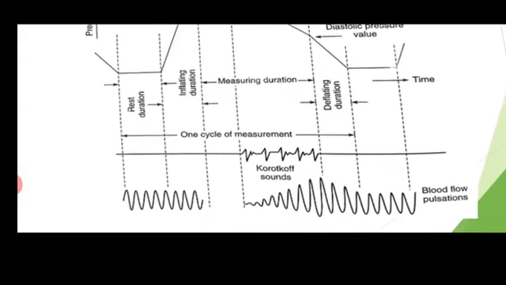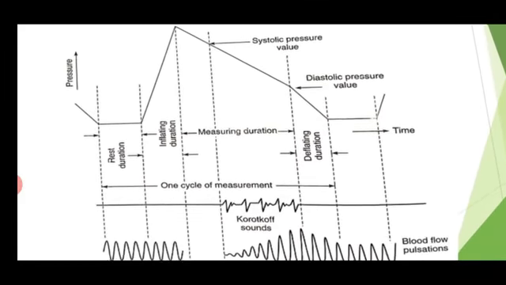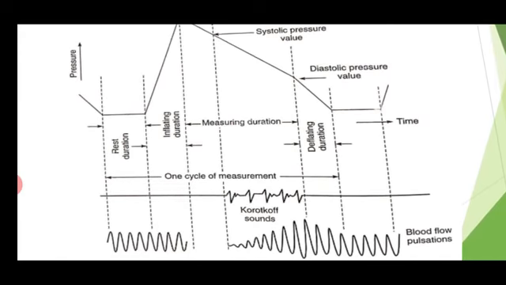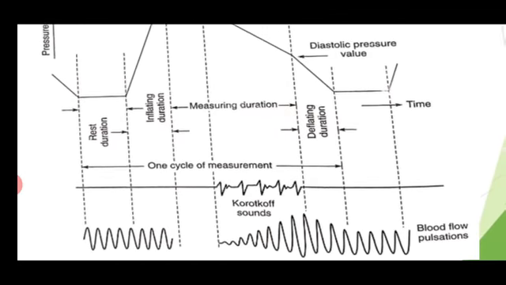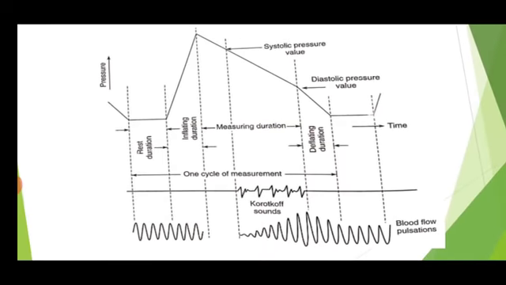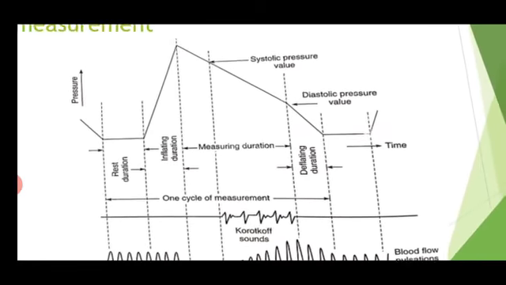See here. Whenever the cuff pressure is just below the systolic pressure, we get a small flow of blood through the artery, and at that time we get some sound. We have to show the sound here. Again we release the pressure up to the diastolic pressure, this pressure.